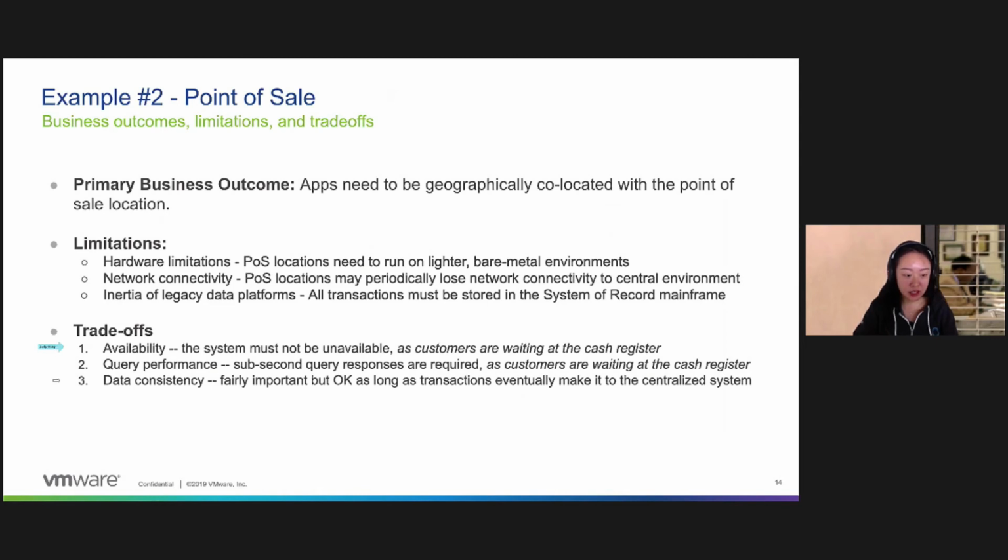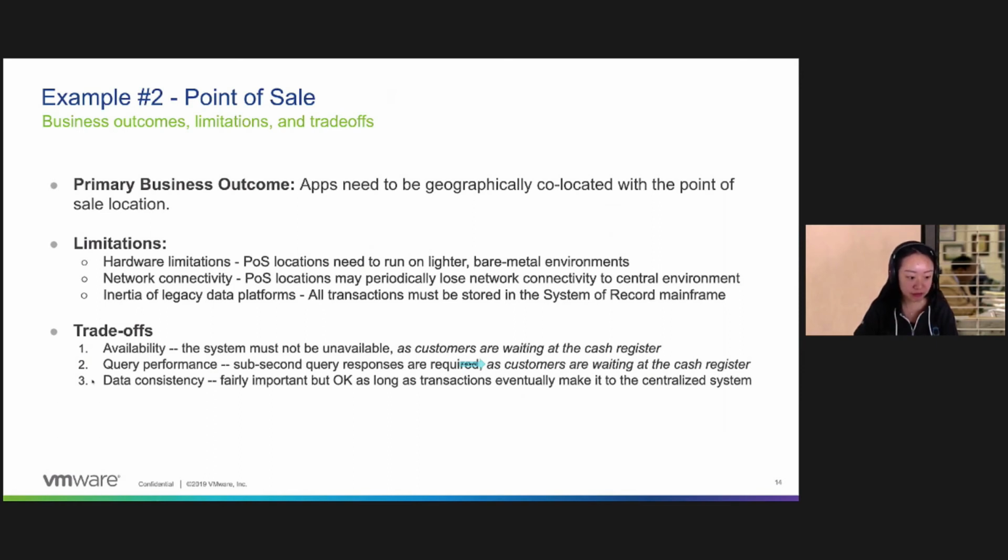The first and utmost important priority is availability. The system must be available because, since this is a customer-facing application, there are customers waiting at the cash register for a response from the system. And similarly around query performance, whereas before sub-second queries weren't very important in example one, in example two, for the same reason, with customers waiting at the cash register, you can't have queries taking 30 seconds after you swipe your credit card.